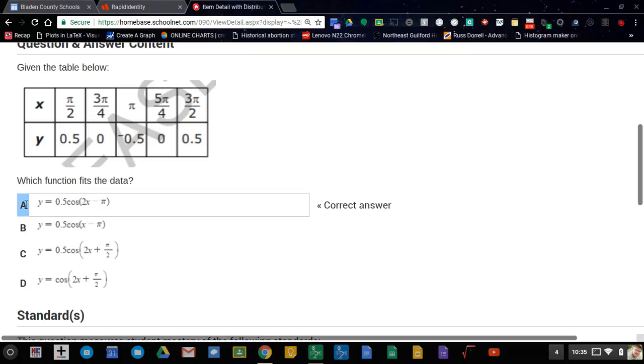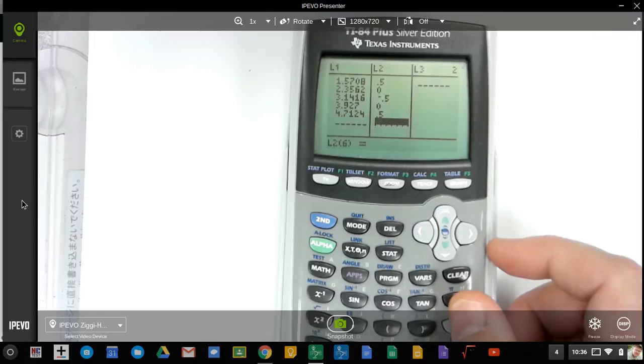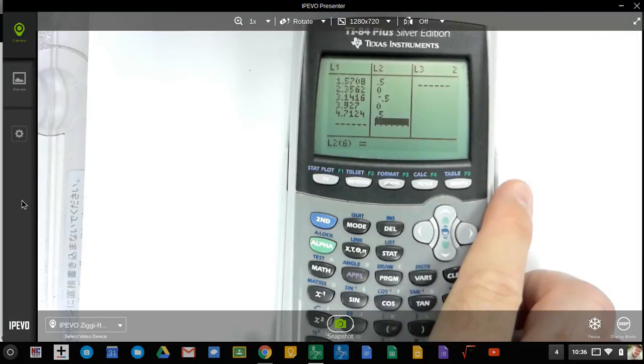Is everyone's data typed in? All right. Guys, once your data is typed in, we're going to graph it.